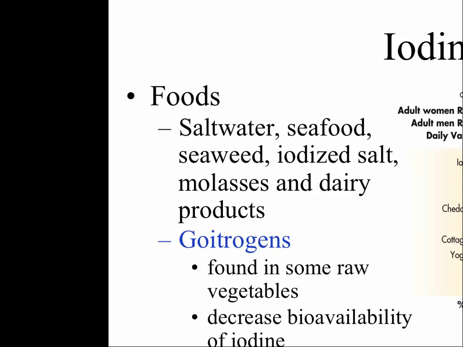There are compounds called goitrogens that are found in some raw vegetables that decrease iodine's bioavailability. So if you're salting raw vegetables that have goitrogens in them and eat it, you're not going to be consuming as much iodine as you would, because it's going to bind that iodine and prevent its absorption. So does anybody know why they're called goitrogens? No? Okay. When you have an iodine deficiency, you get goiter, right? That's the disease, so goitrogens, goiter, kind of makes sense.